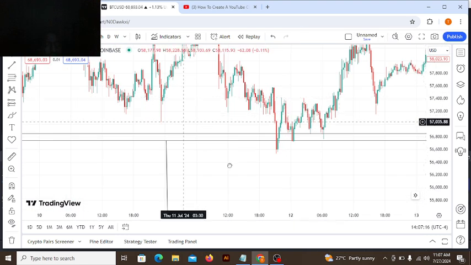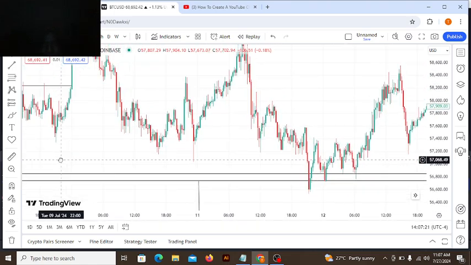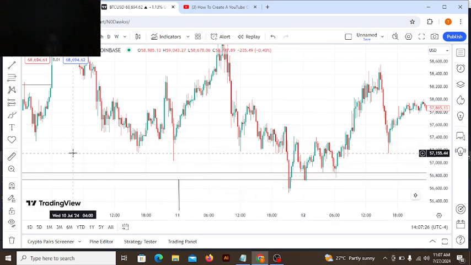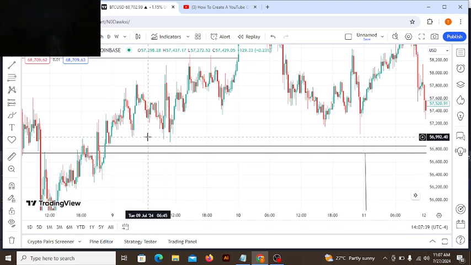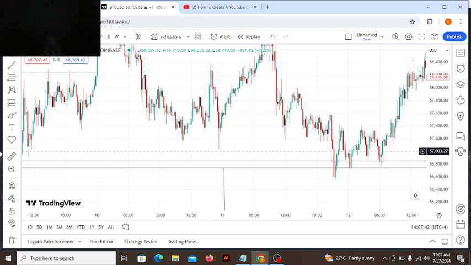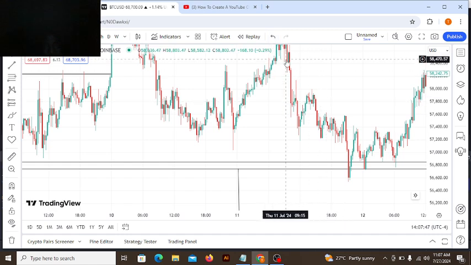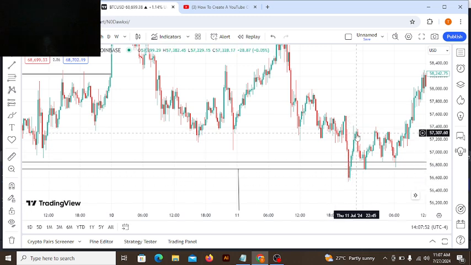So we have our fair value gap here. The market taps into this fair value gap. This is our discounted area here, and we now spot a 15 minutes fair value gap under that area. You understand? So the market has just come down. Look at it. The market just came down and tapped.